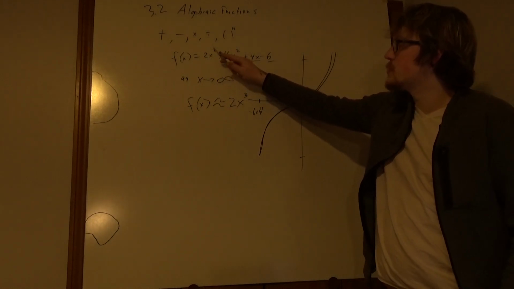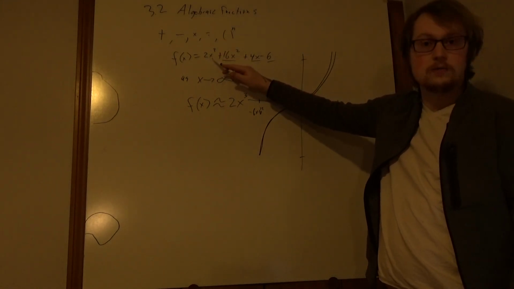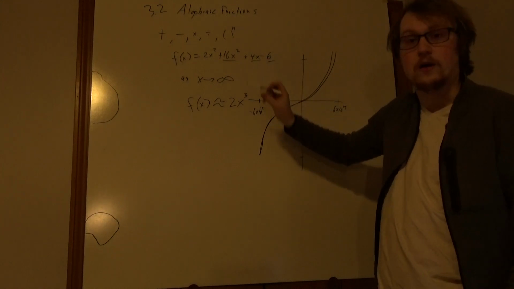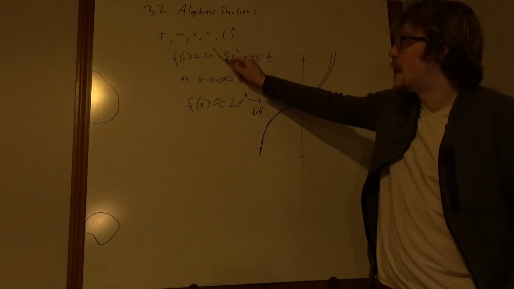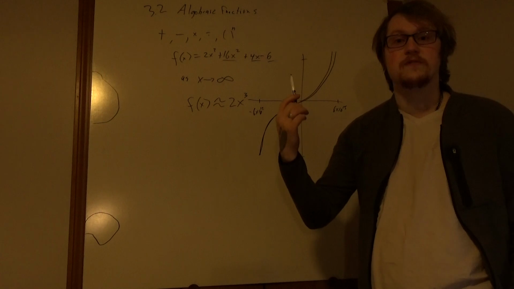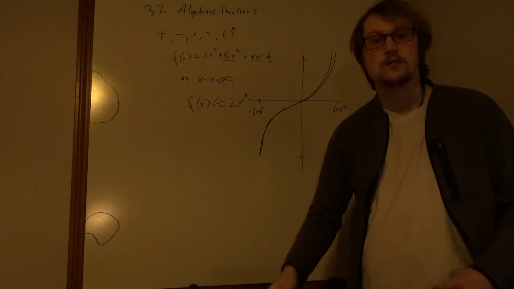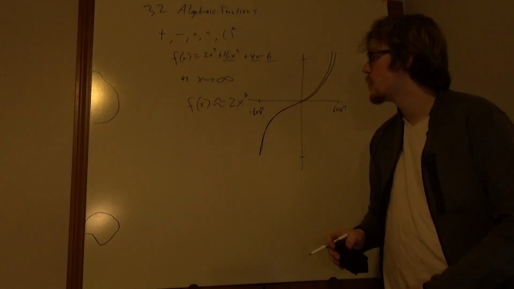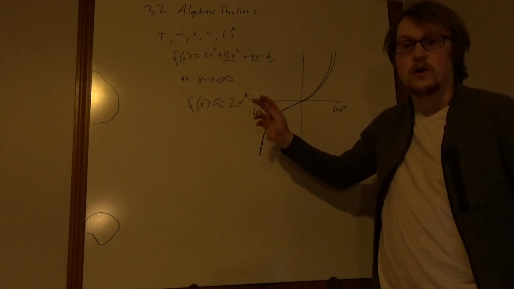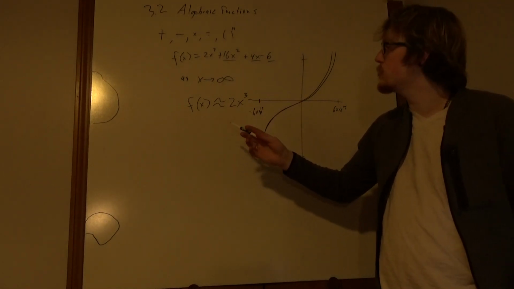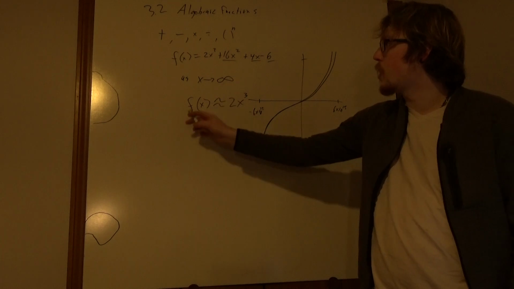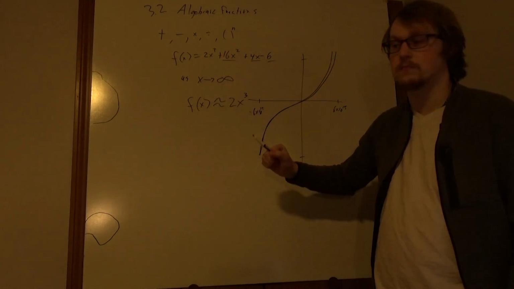the effect that this term has on the output dwarfs the effects that everything else has. And that's just because it has the highest power, and so it grows the fastest, or shrinks the fastest, or whatever it happens to be doing. So, at very, very large or small x values, we can roughly approximate our function by just the leading term.